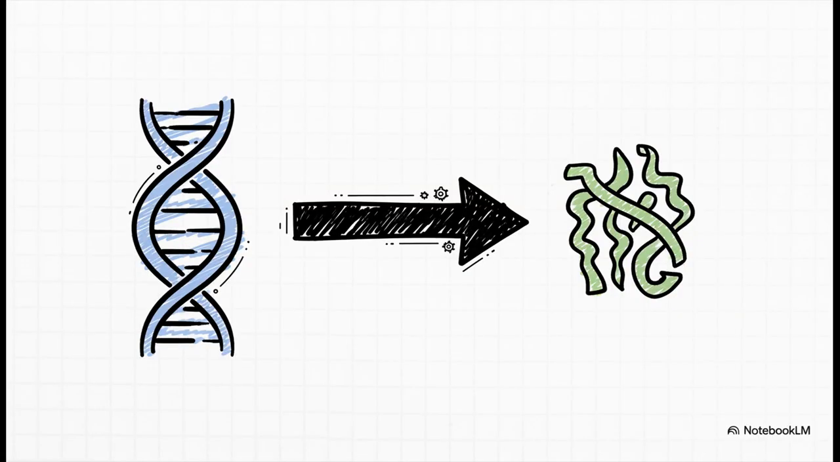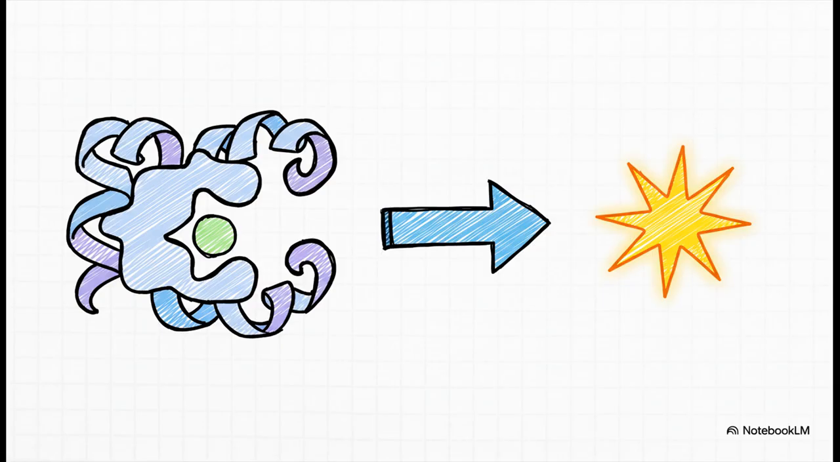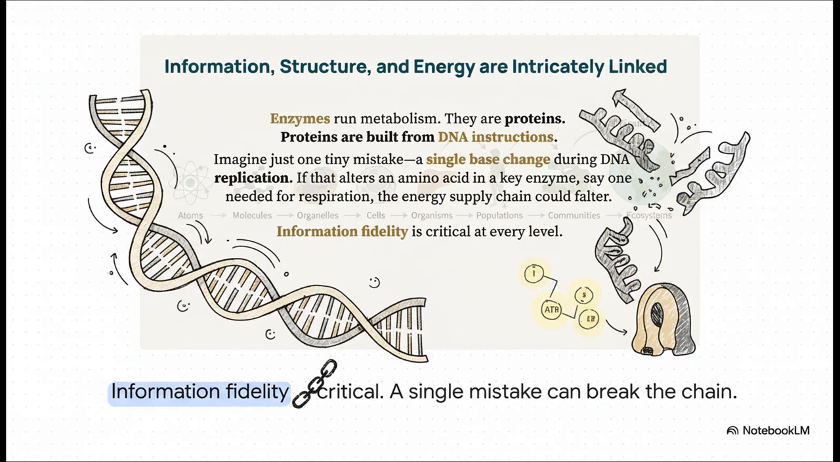It all kicks off with information. The code written in the DNA blueprint is read, and it's used to build proteins, the physical structures and the actual machines of the cell. So information becomes structure. And that leads to the second critical link. Those very protein structures we just built, especially the ones called enzymes, are what make the whole energy economy run. They are what make metabolism happen. So structure enables energy.